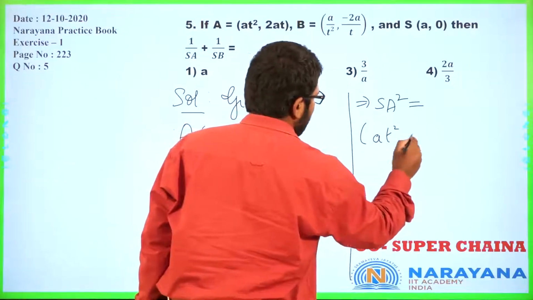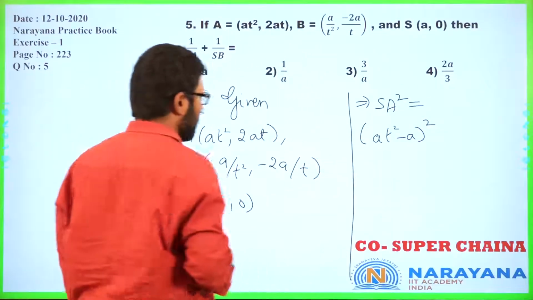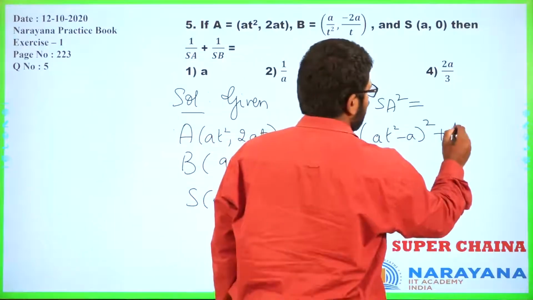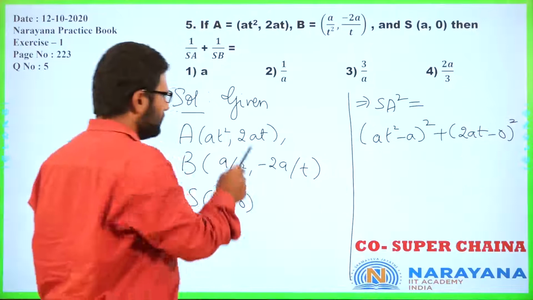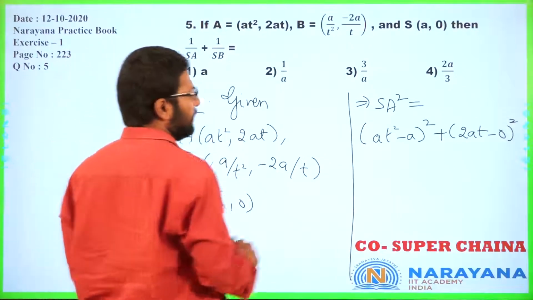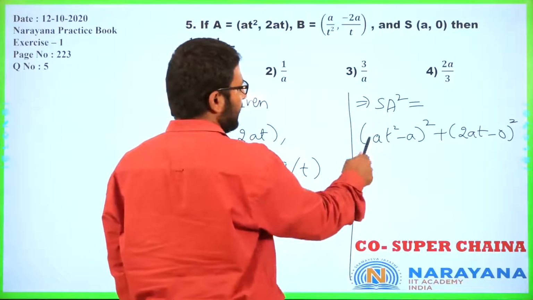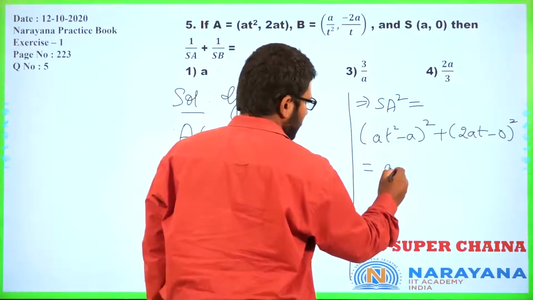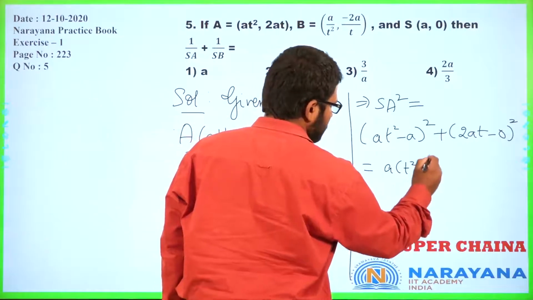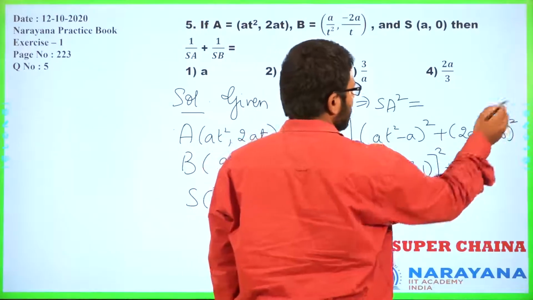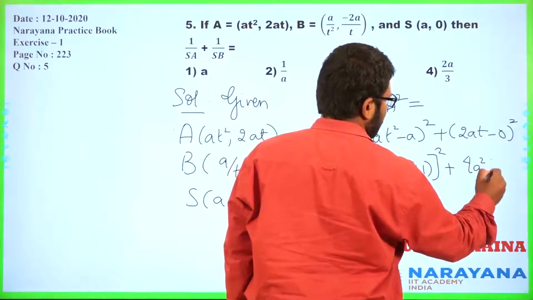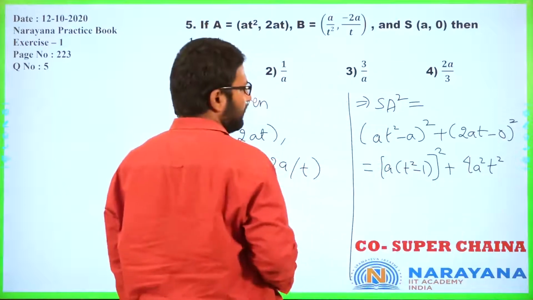(at² - a) the whole square plus (2at - 0) the whole square, right? (y1 - y2) the whole square. So notice that a is common here. So a into (t² - 1), the entire thing square, plus this is just 2at the whole square. So 4a²t², right?